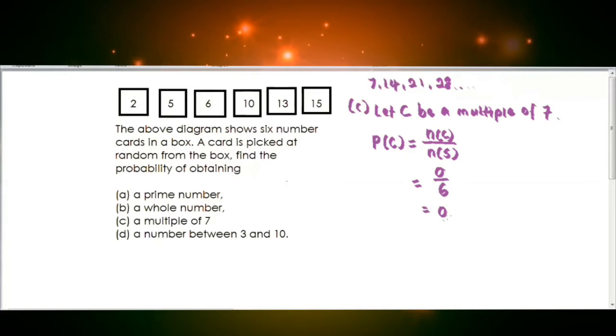So remember what I explained just now. 0 means it is impossible that we will get a multiple of 7.